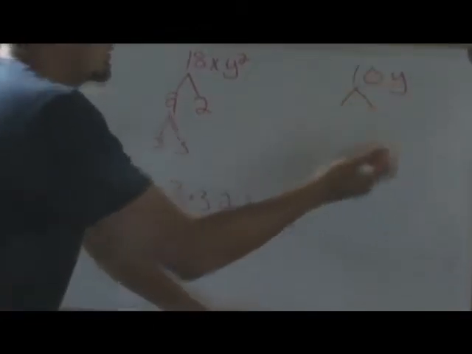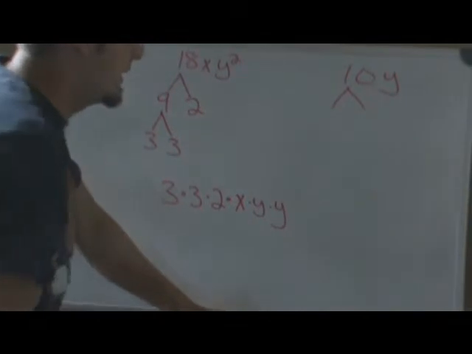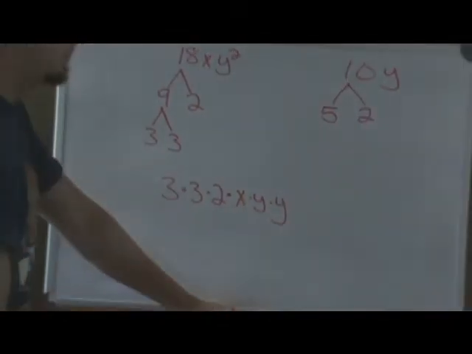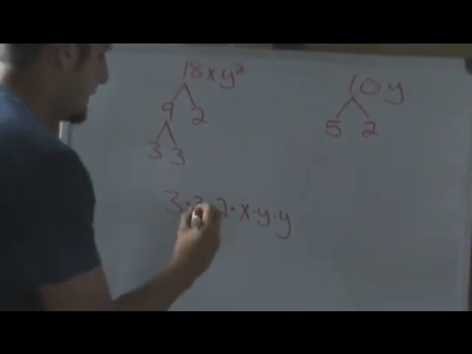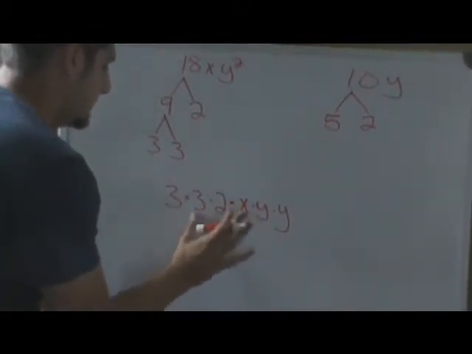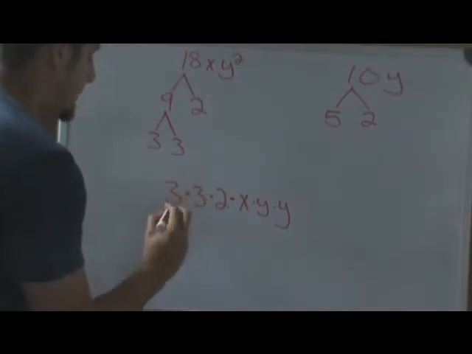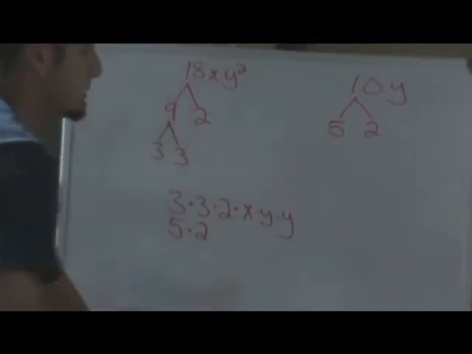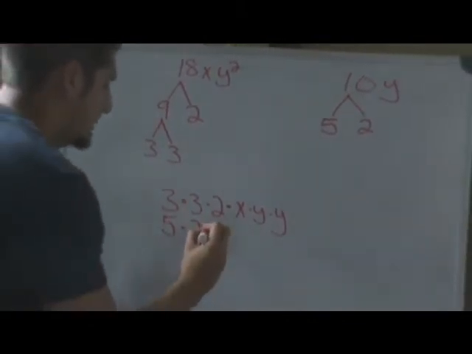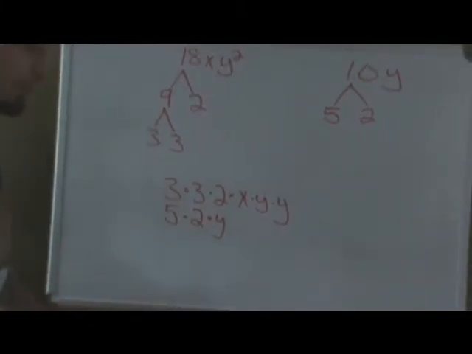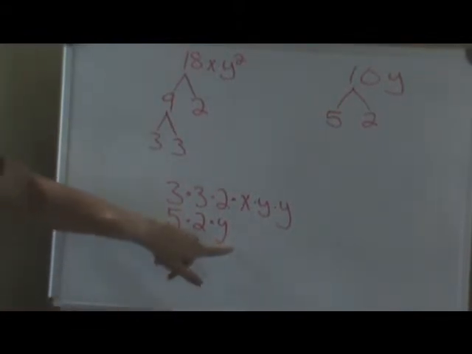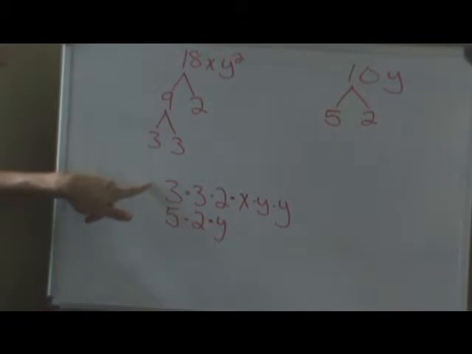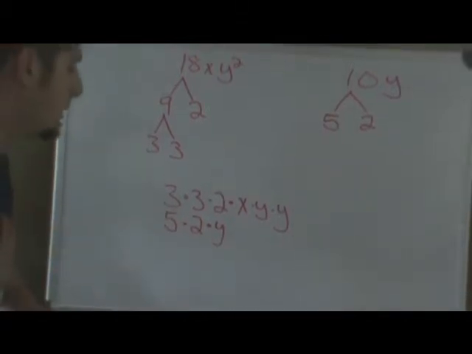So now we're going to move on to the 10y. 10 can be broken down into 5 times 2. That's all we got. So I'm going to do 5 times 2. That's my prime factorization of 10 times y. So here's the prime factorization of 10y. Here's the prime factorization of 18xy squared.